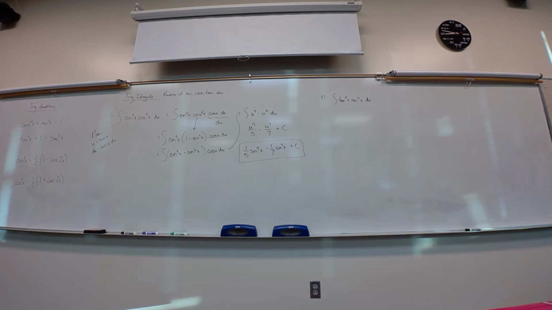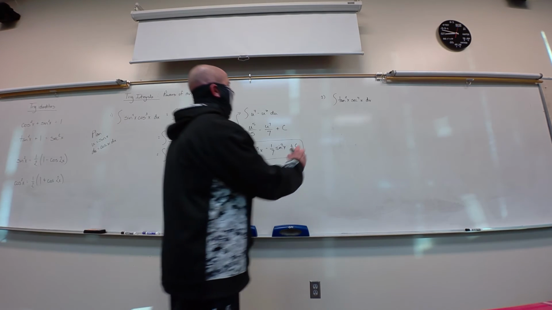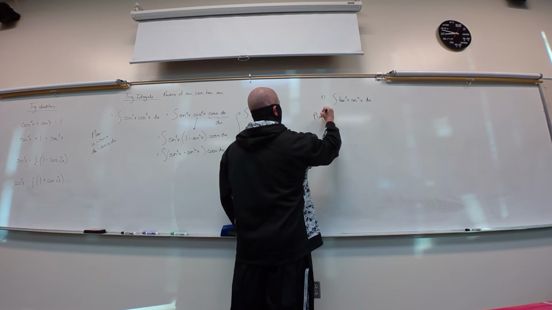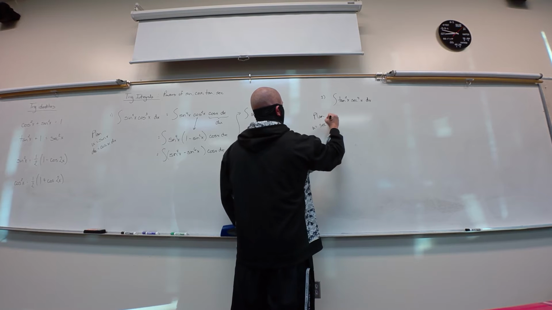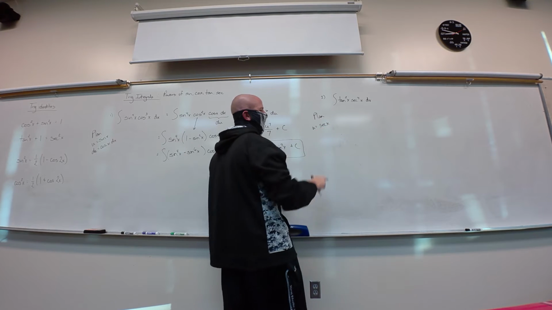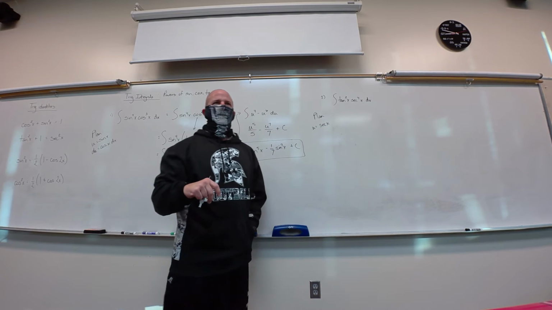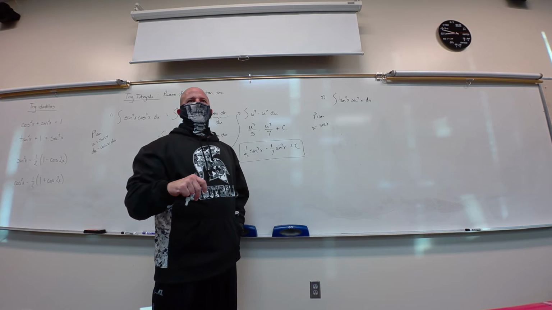I'm either going to let u be tangent or I'm going to let u be secant. Okay. Which way works? U be secant. You want u to be secant? Okay. So let's think this through. U is secant. So hang on, let me write it out. Plan: u be secant x. Okay, so if u is secant x, what's du? Could you have it be secant squared x? No.